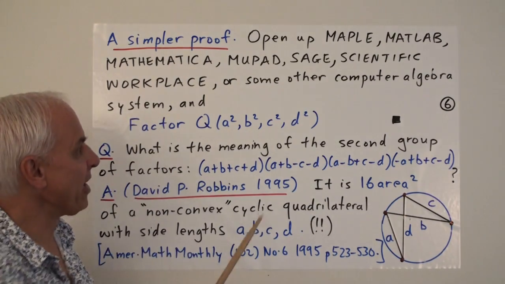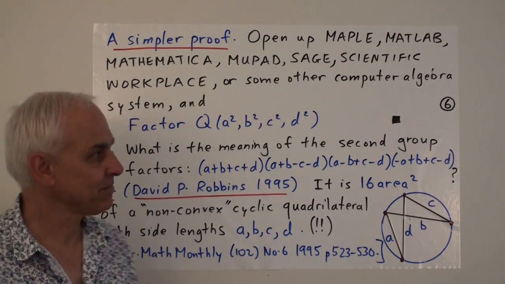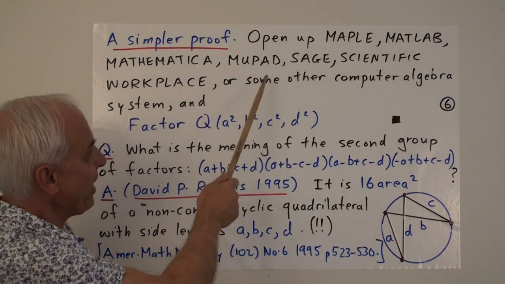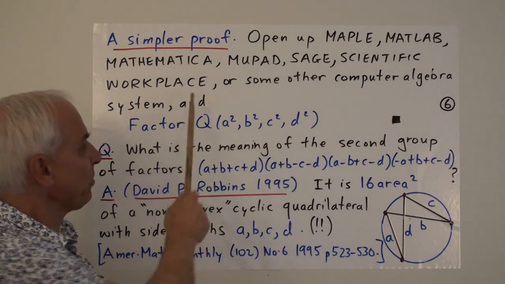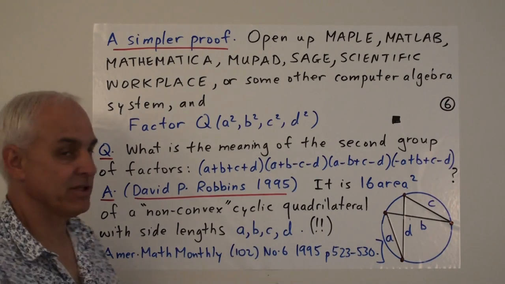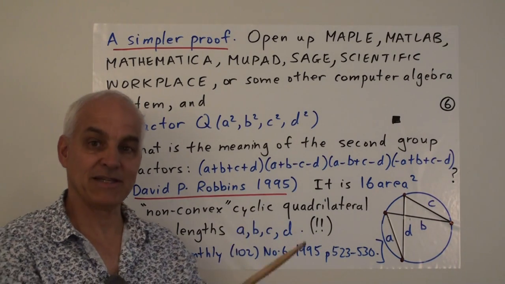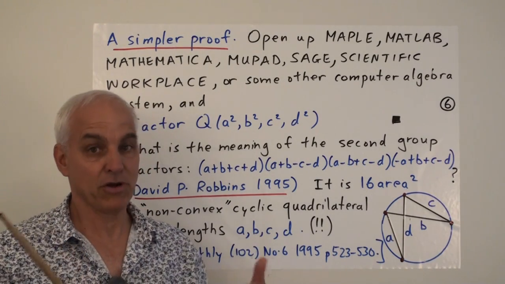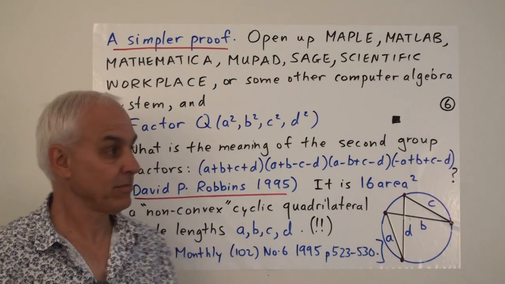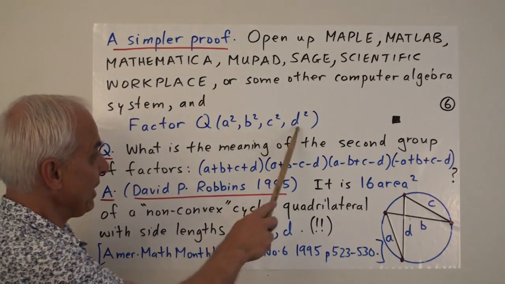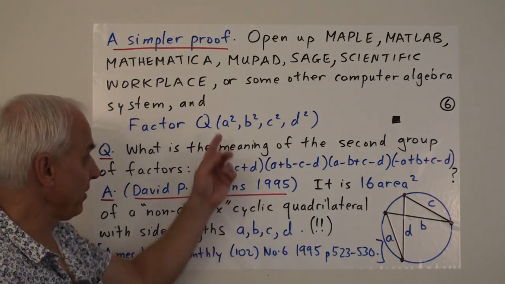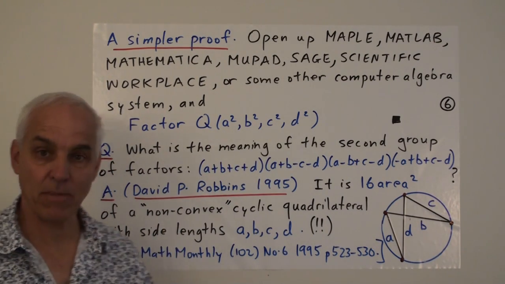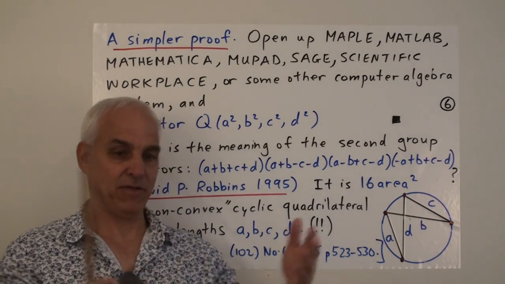The simpler proof is to open up a computer algebra package, maybe like Maple, MATLAB, Mathematica, MuPAD, Sage, Scientific Workplace, or some other computer algebra system that works with symbolic manipulations, not just arithmetic involving numbers, but polynomial arithmetic involving variables. And then what you do is you basically input this quadruple quad function with arguments a squared, b squared, c squared, d squared, and ask the program to factor it. And it's a lovely thing to see.